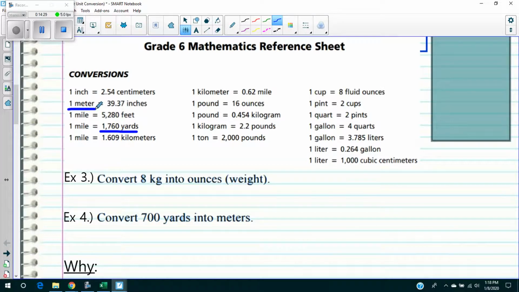So you see, it's going to take a while for us to go from yards to meters, because it wasn't like kilograms to ounces. They're like 2 steps removed. So I'm trying to think of a smarter way of going about this instead of setting up 3 proportions.